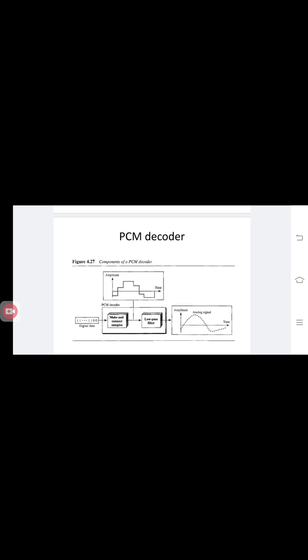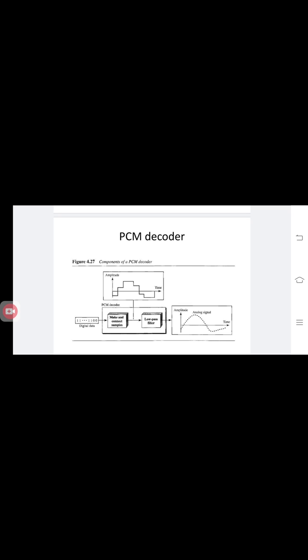So we have a digital signal, which will be passed through this PCM decoder, and the main component is the low pass filter. By using this PCM decoder, what we get is an analog signal. You can see the output is an analog signal.